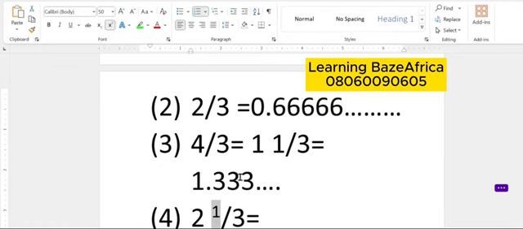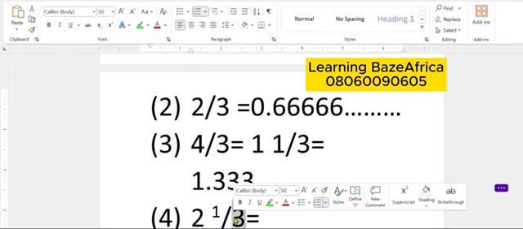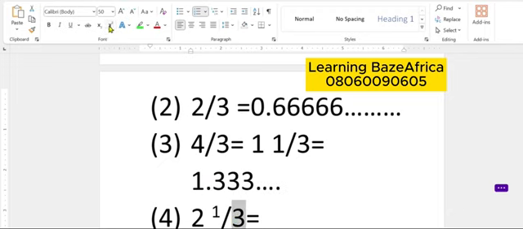What will be the decimal expansion for 2 and 1/3? Waiting for your answer. All right, somebody has given us the answer. That's good. So the answer is 2.33, let's stop there, to infinity.